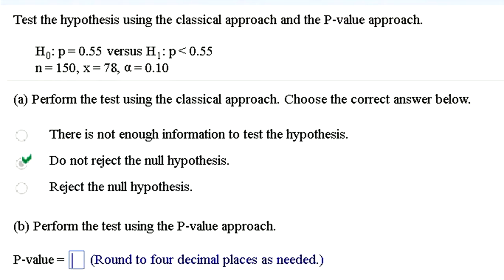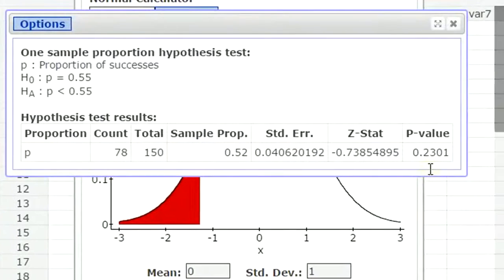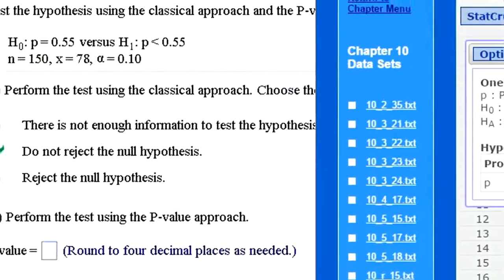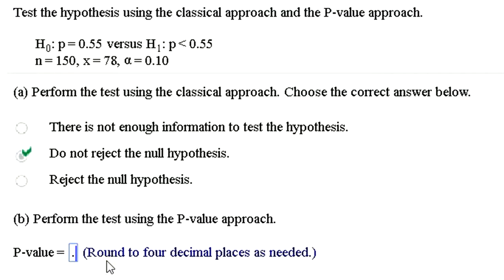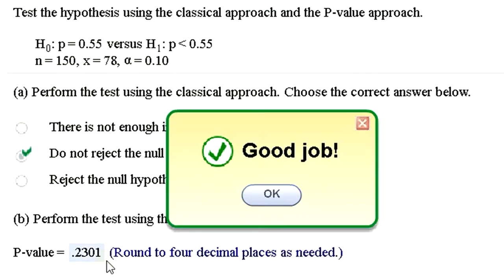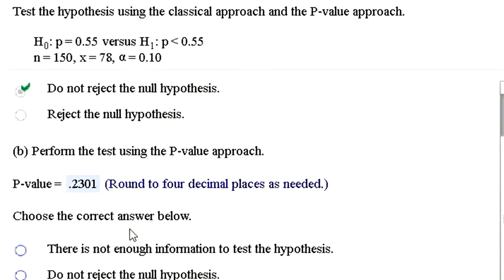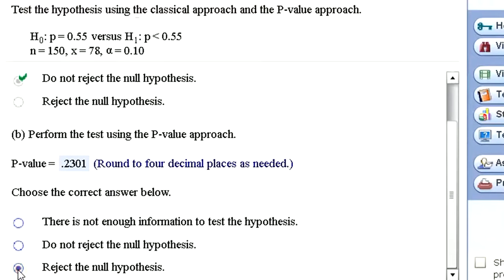Now, from the p-value approach, I simply compare my p-value of 0.23 to my alpha level of 0.10. And because the p-value is greater than alpha, let's type it in, 0.2301. Because the p-value is greater than the alpha, I do not reject the null hypothesis. So you're going to have the same conclusion whether you use the classical approach or the p-value approach.